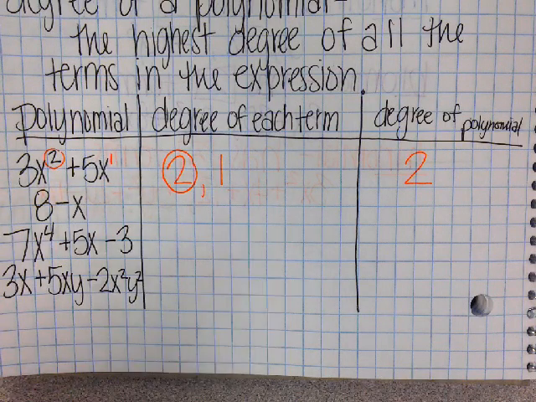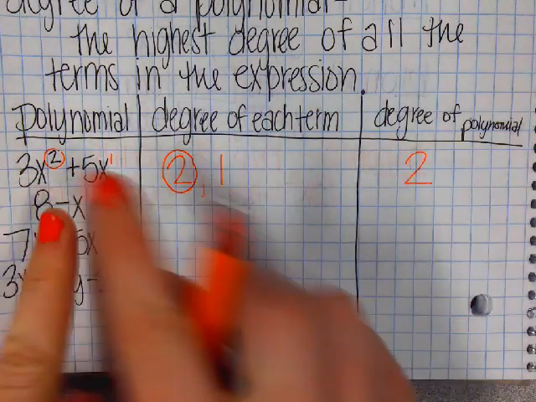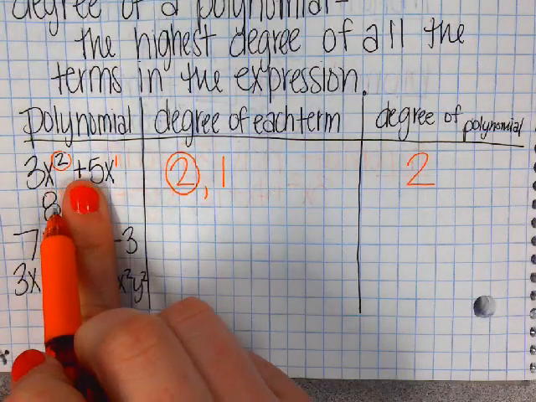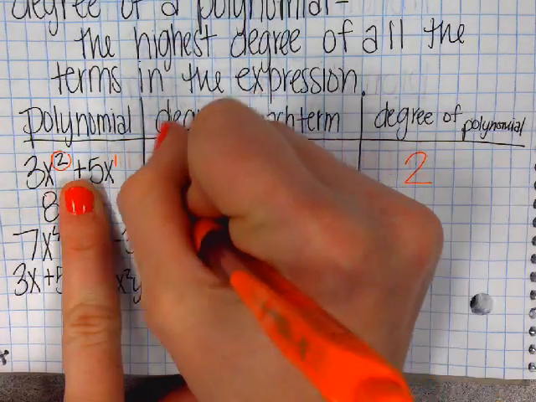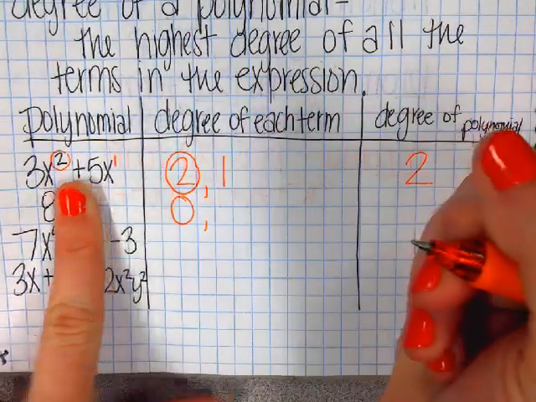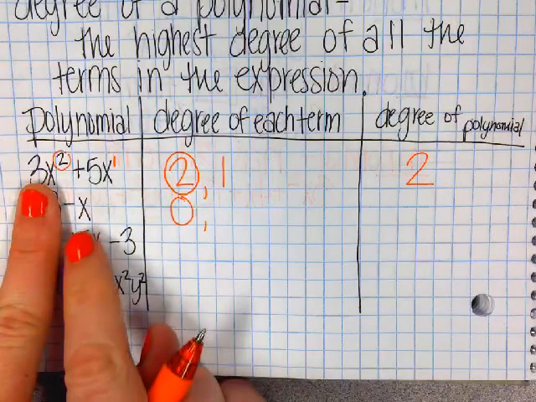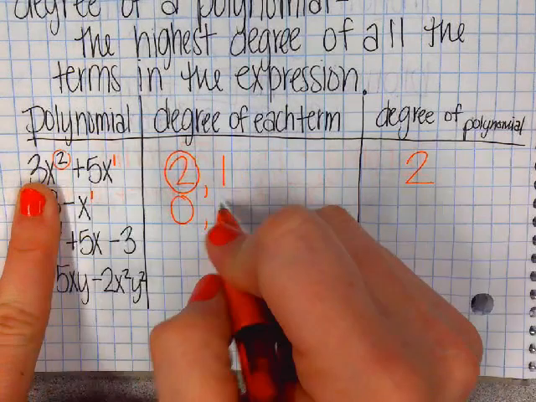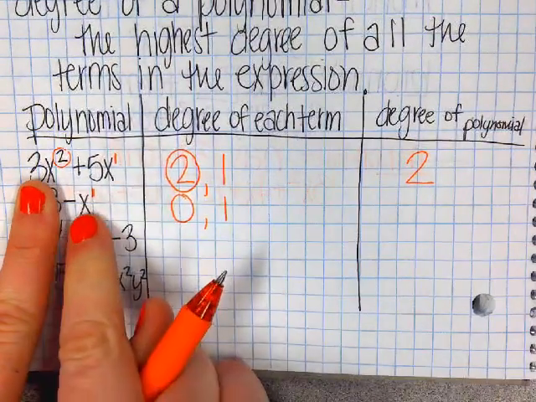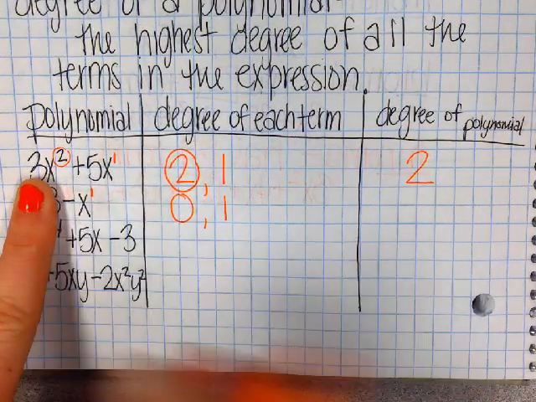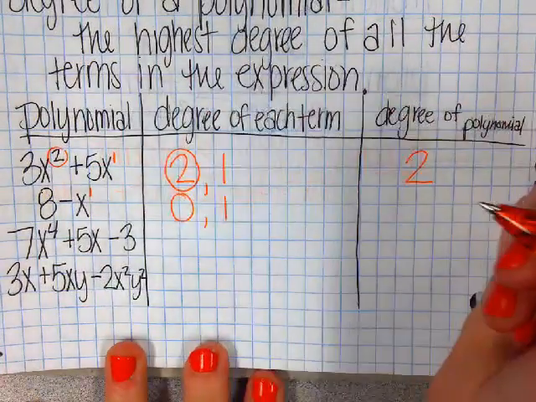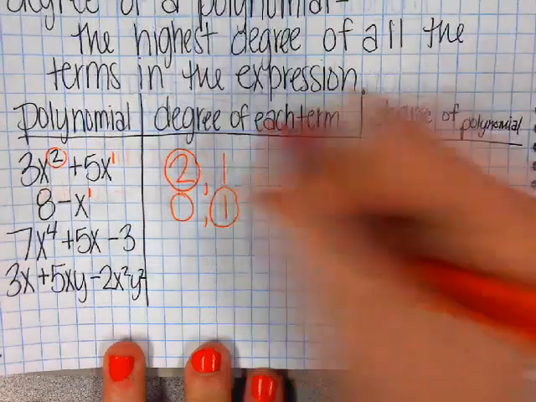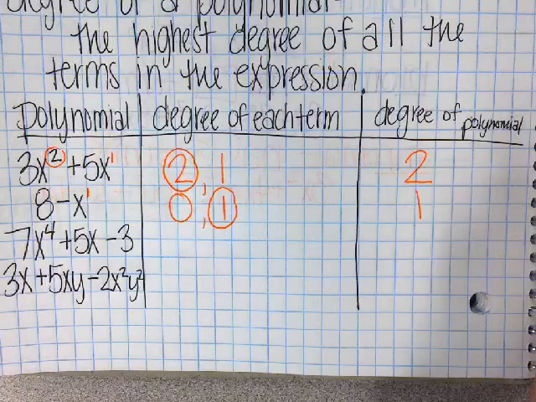Okay, look at the next one. 8 minus x. What is the degree of the first term? It's 0 because there's 0 variables in that first part. What's the degree of the second part? How many variables are there? It's still a 1 because there's only one x multiplying. Okay, what's higher out of 0 and 1? 1. So the degree of the polynomial is 1.